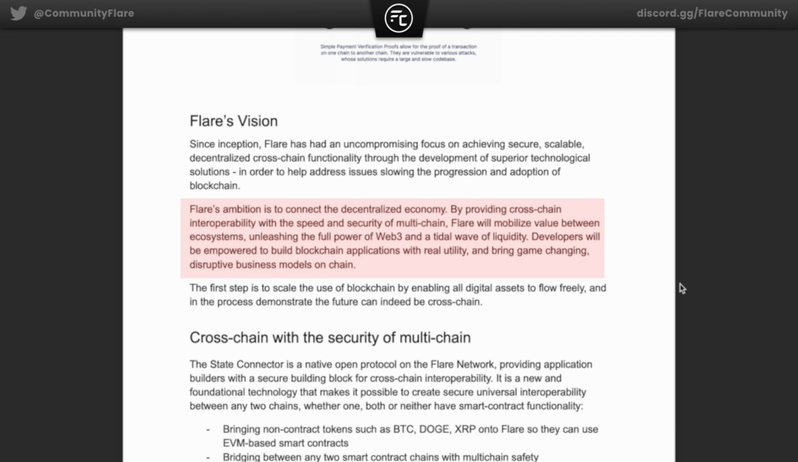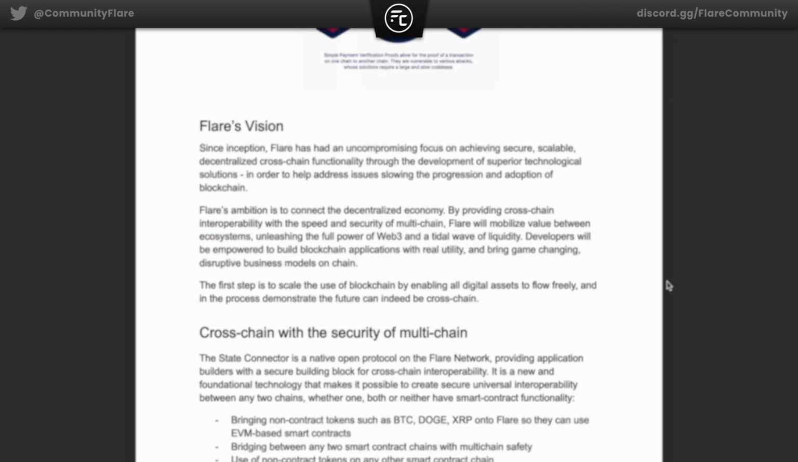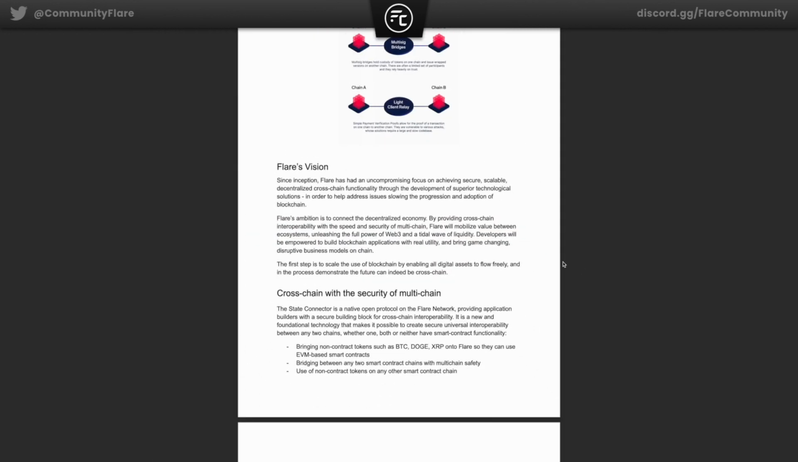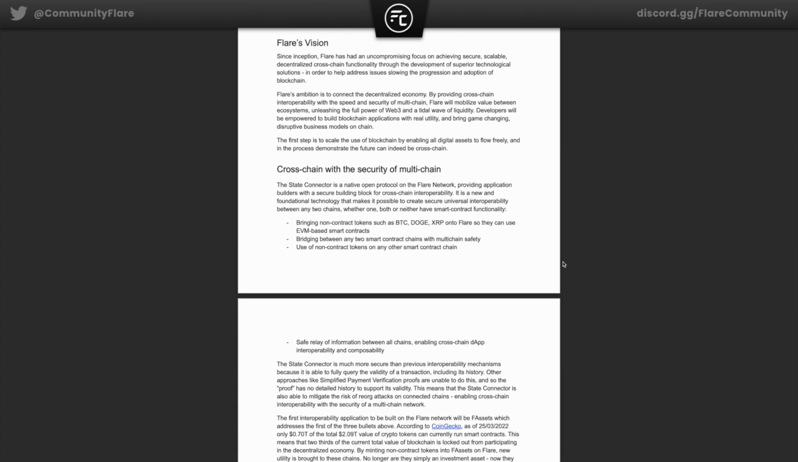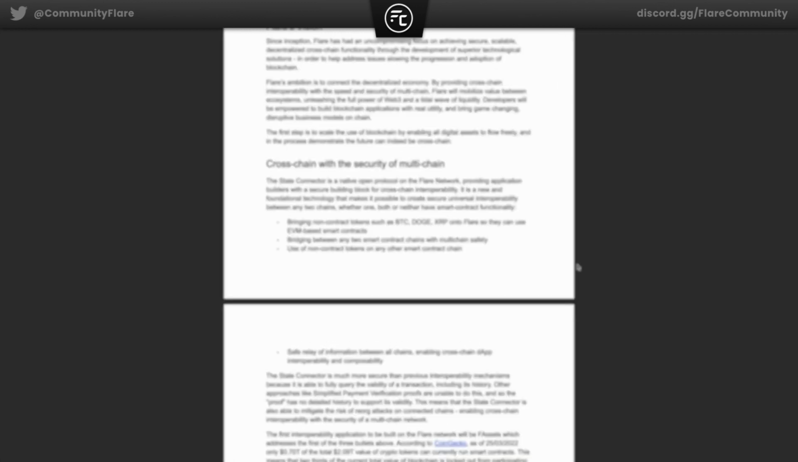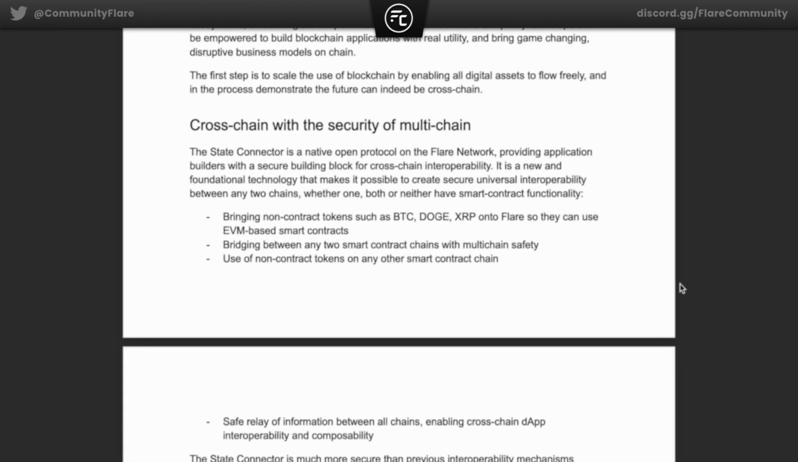Developers will be empowered to build blockchain applications with real utility and bring game-changing, disruptive business models on-chain. The first step is to scale the use of blockchain by enabling all digital assets to flow freely, and in the process, demonstrate the future can indeed be cross-chain. This really is exciting to me. I really can't wait. So we're talking about cross-chain with the security of multi-chain.